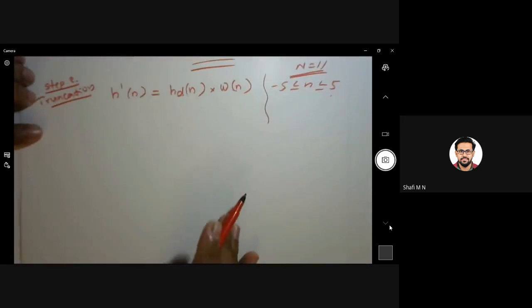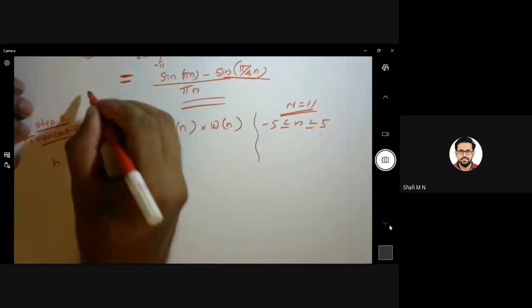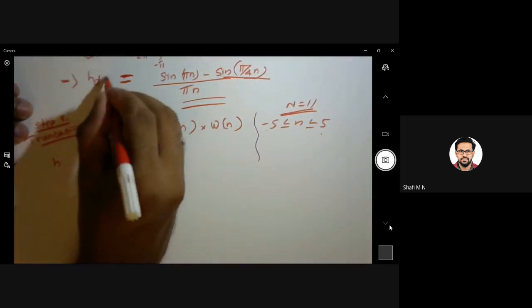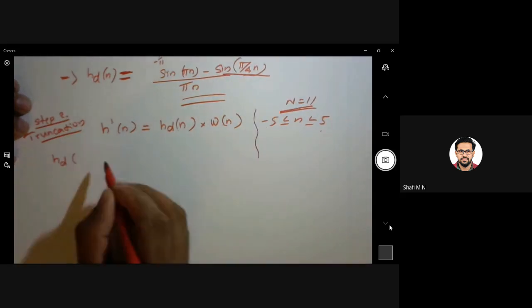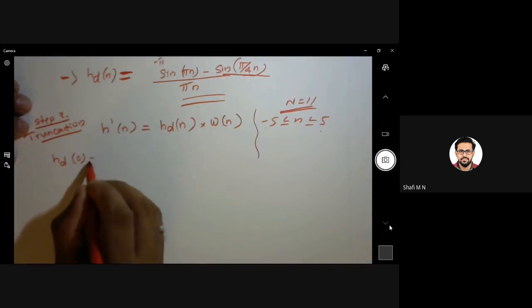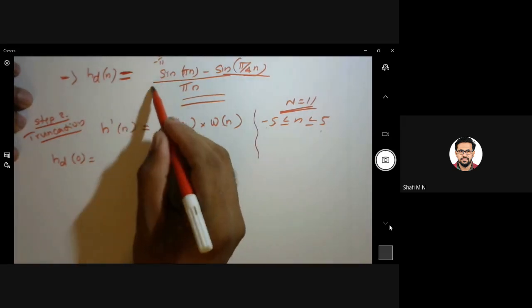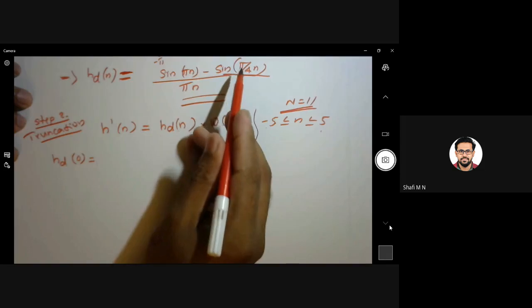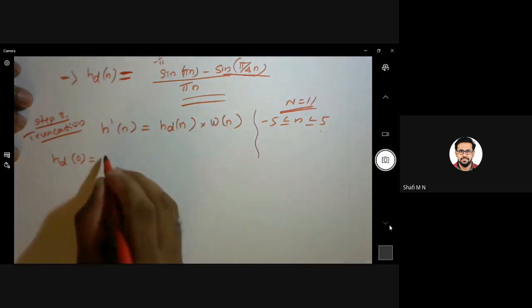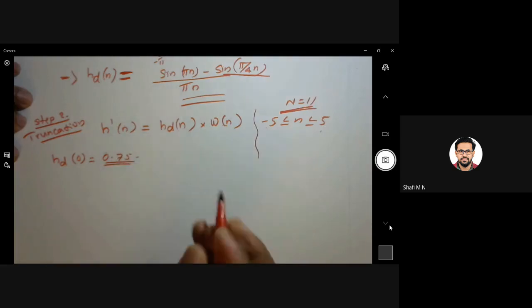So let's start with hd of n. You have the hd of n equation with you. This is hd of n, right? So let's find hd of, first term is say 0. For hd of 0, you have to apply the limit. We have done it already. So this will be 1 minus 1 by 4, so that will be 3 by 4. Hope you remember this equation. 0.75 will be the value.